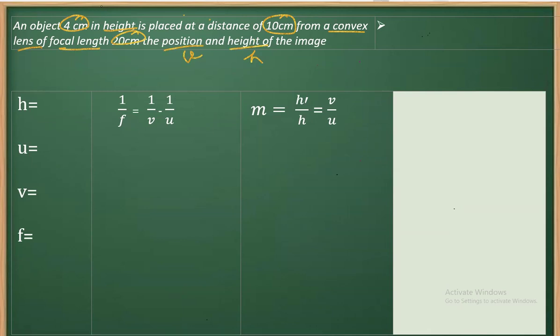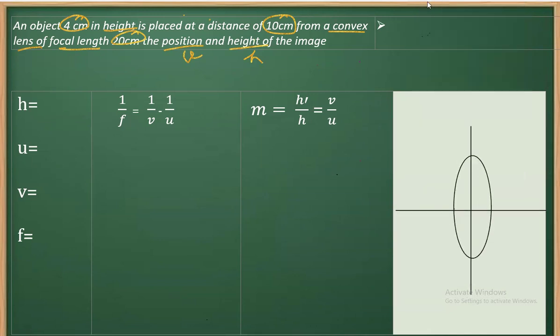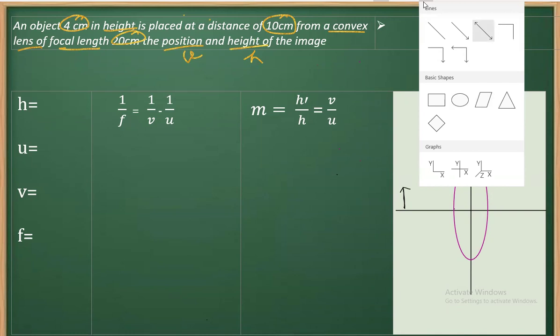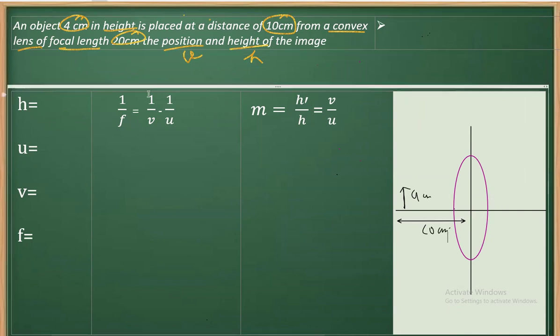Now, to understand this, I'm going to make a Cartesian plane and a lens here. I made a Cartesian plane and placed a convex lens here. As you know, the object is always kept on the left-hand side, so let this be the object. And we are given the object distance, which should be measured like this. Now we have the height of the object, which is 4 cm, and the object is placed at 10 cm. So let's write down the information symbolically.